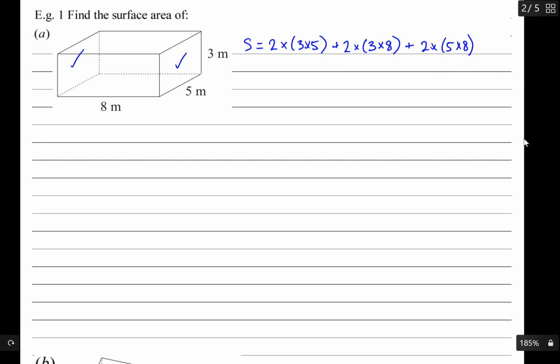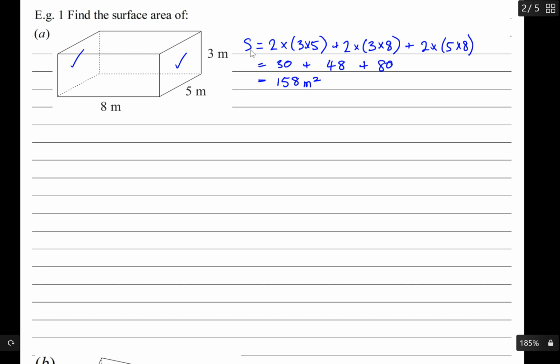Okay? So we can jump through and evaluate all of this. That's 2 times 15, so that's 30, plus 48, plus 80, if I can add up properly. So when the dust settles on that, that becomes 158, I think. 158, and it is a surface area, so my units are going to be meters squared. All right, so pretty straightforward, I think.